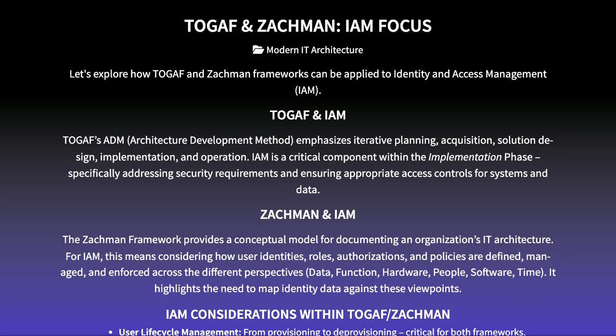Okay, let's dive into how TOGAF and Zachman frameworks can help us think about identity and access management. TOGAF's approach is all about building architecture in stages, and IAM fits right in during the implementation phase. Think of it as making sure everyone has the right keys to the right doors. Zachman provides a really helpful map of how we should be looking at our IT systems from different angles: data, people, technology, etc. And IAM is key to managing identities, roles, and permissions across all these viewpoints. Essentially, they both help us ensure secure access while maintaining compliance with policies.